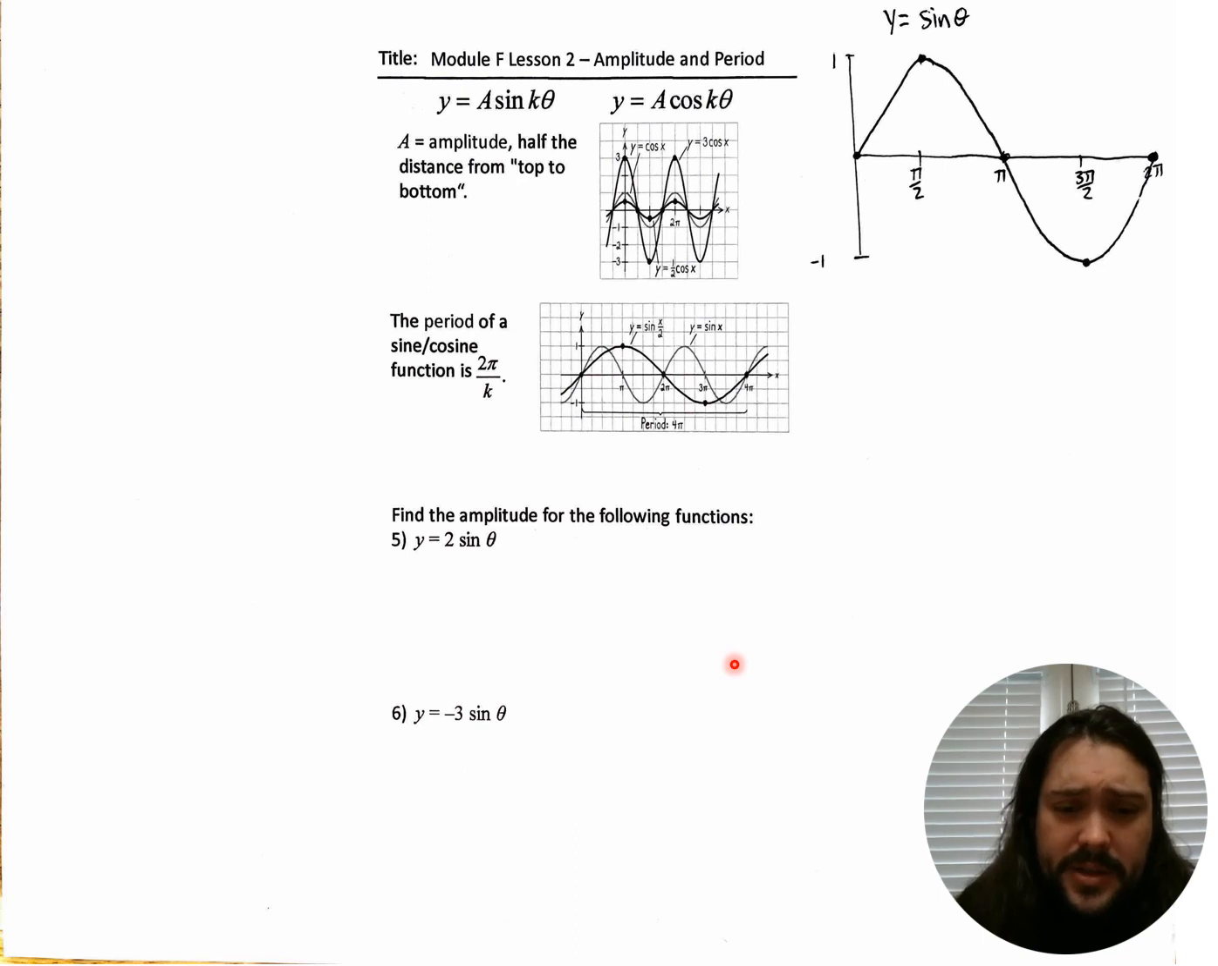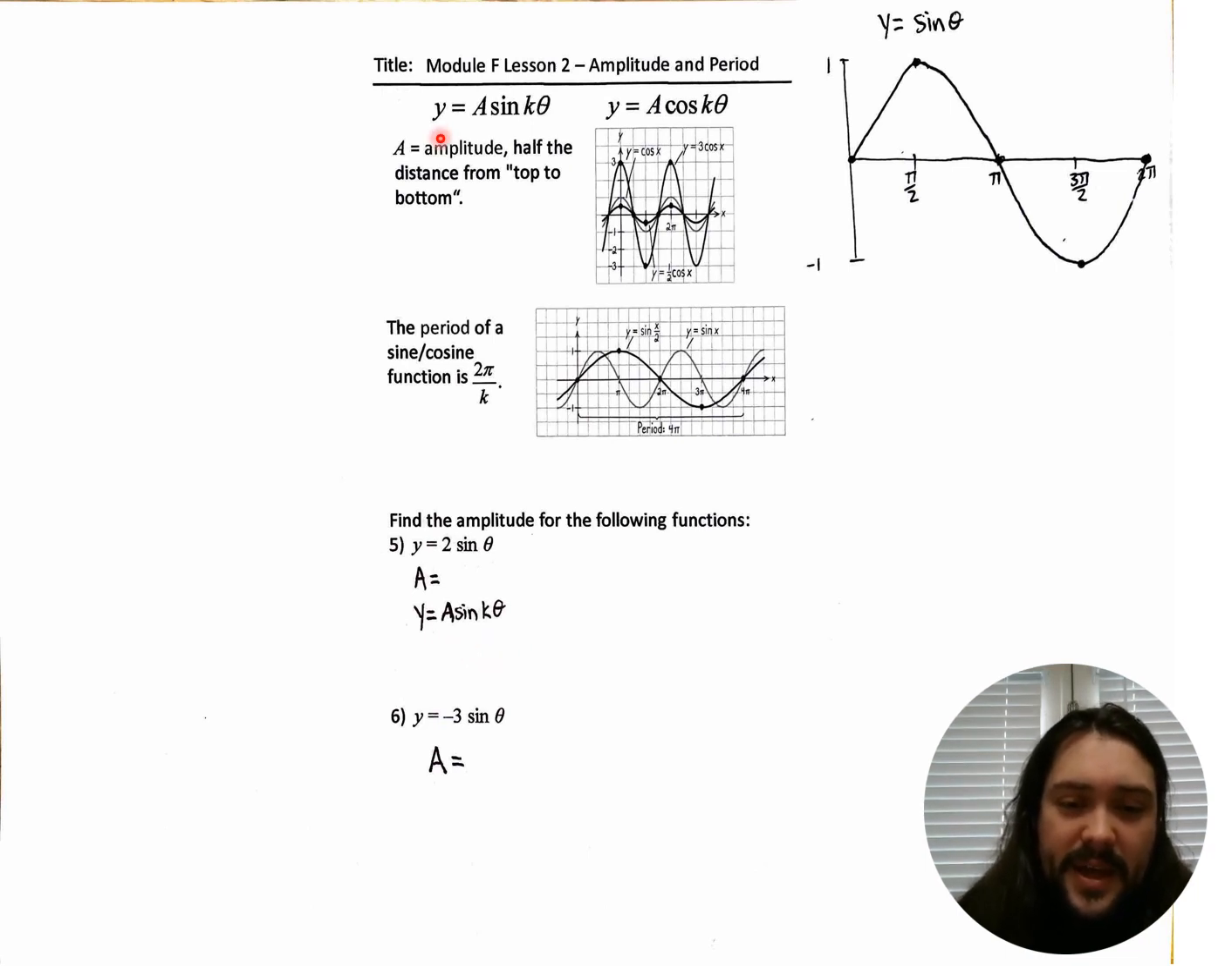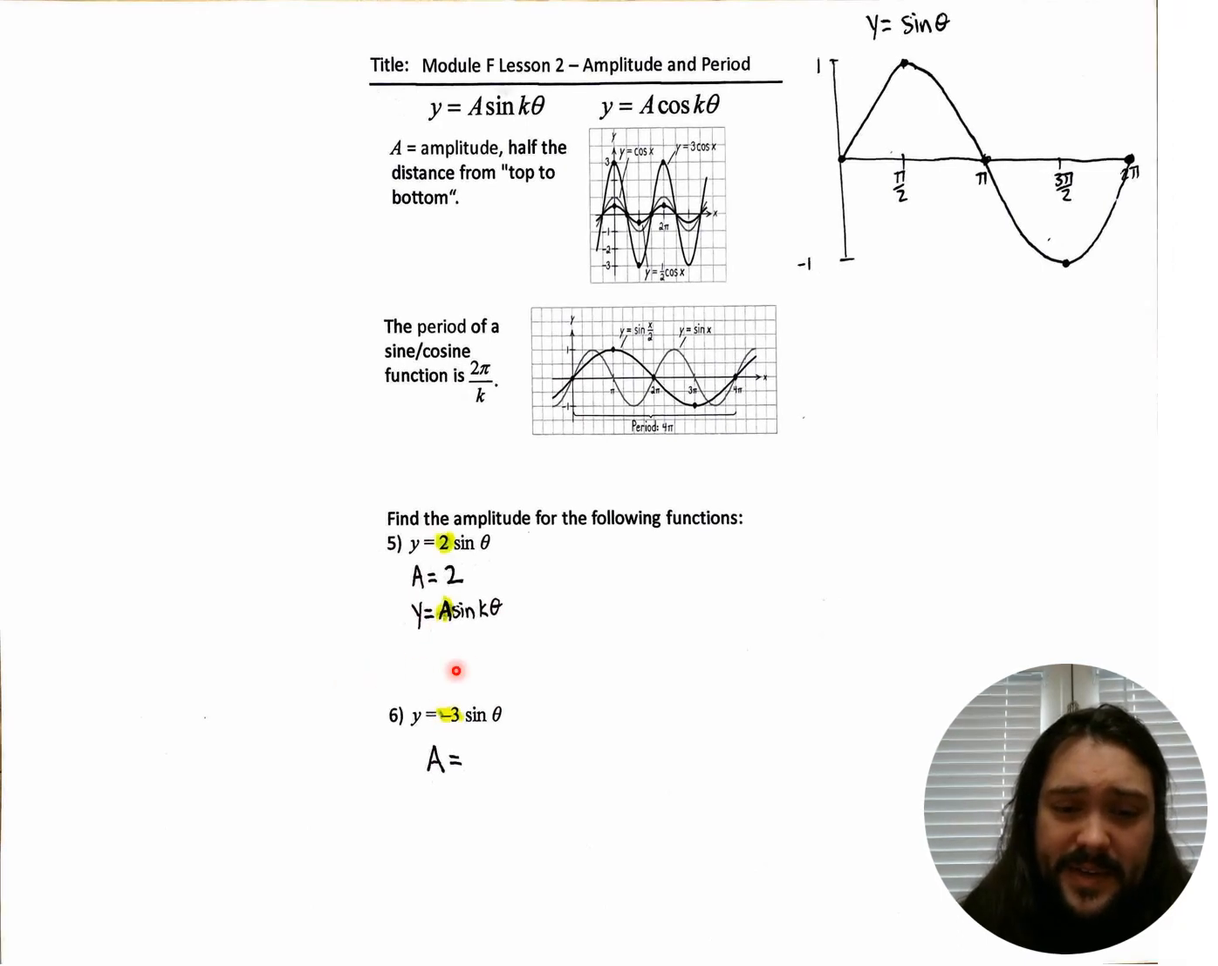But let's start with amplitude. For number 5, which I know starts at number 5, which is weird, but that's just how the numbering worked. Find the amplitude for the following functions: y equals 2 sine of theta. We're going to find our a value. So y equals a sine k theta. The a is our amplitude. So our amplitude for number 5 is simply 2. Notice the 2 is highlighted, the a matches that. So our a is 2.